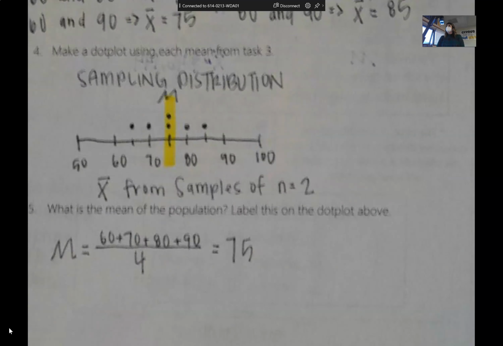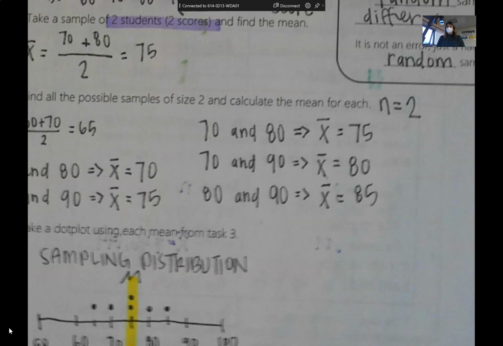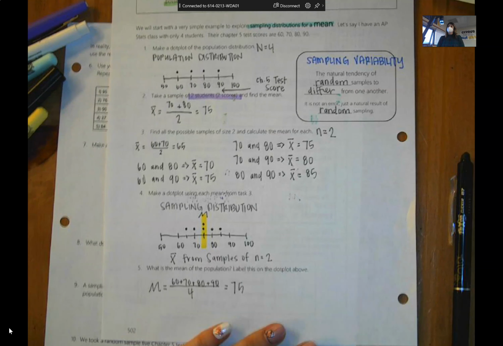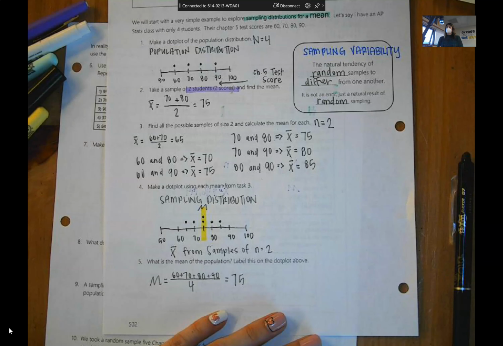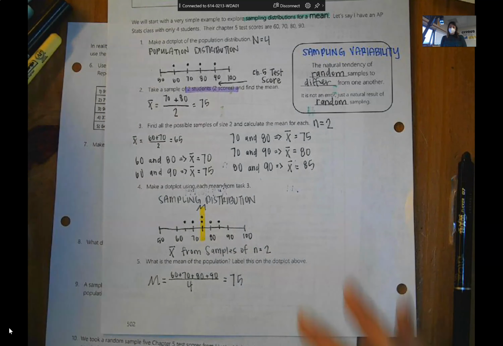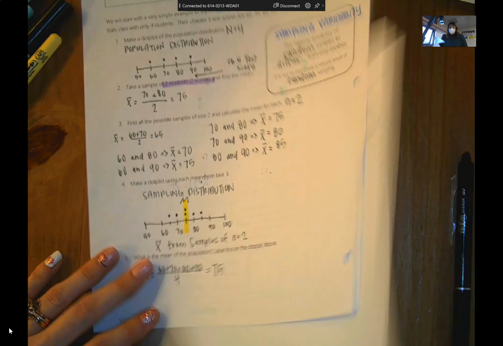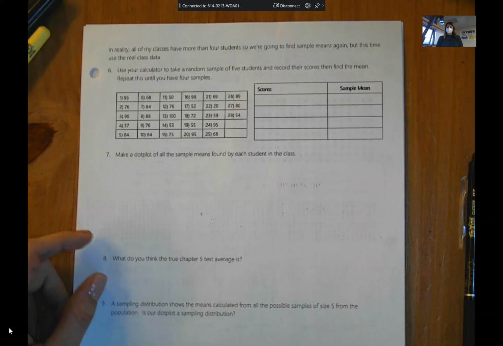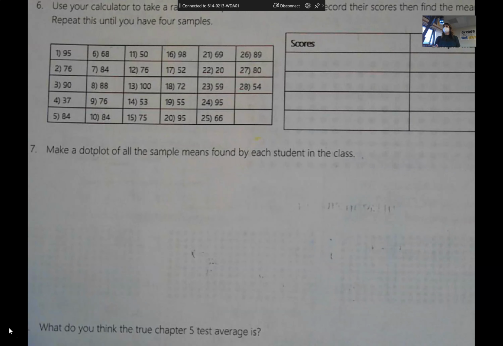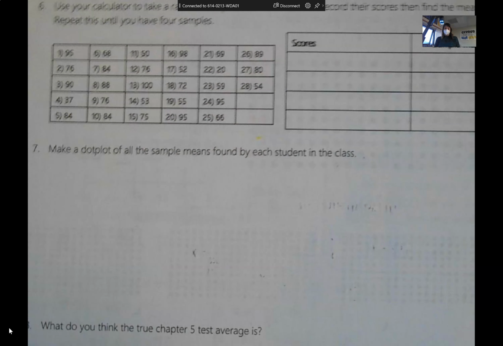So this is a very, very basic example of population distribution versus sampling distribution. Now, let's make it a little bit more realistic. So this is our last page for the day. In reality, all of my classes have more than 4 students. So we're going to find sample means again, but this time using real class data.